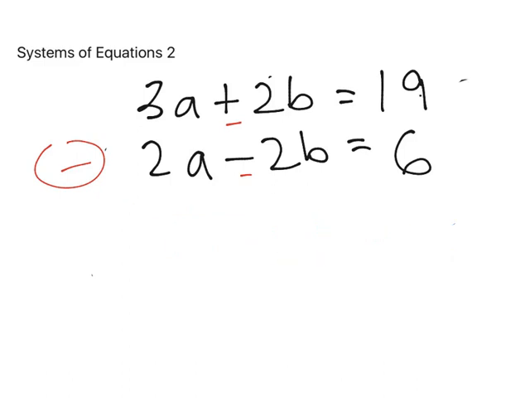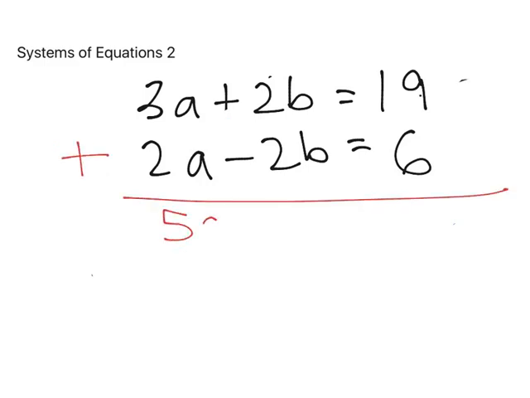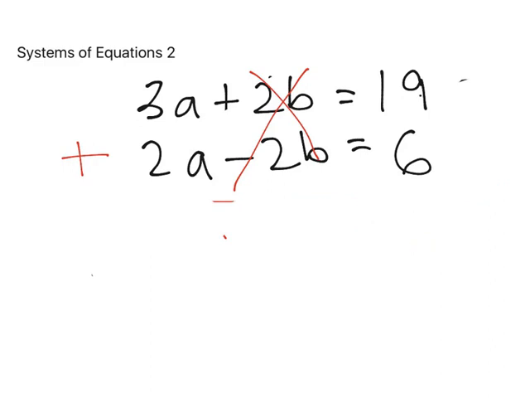So instead of subtracting, this time we have to add. If we do that, 3a plus 2a is 5a. 2b plus negative 2b, they cancel. So 5a equals 25. Another way of thinking about this that some people find easier.